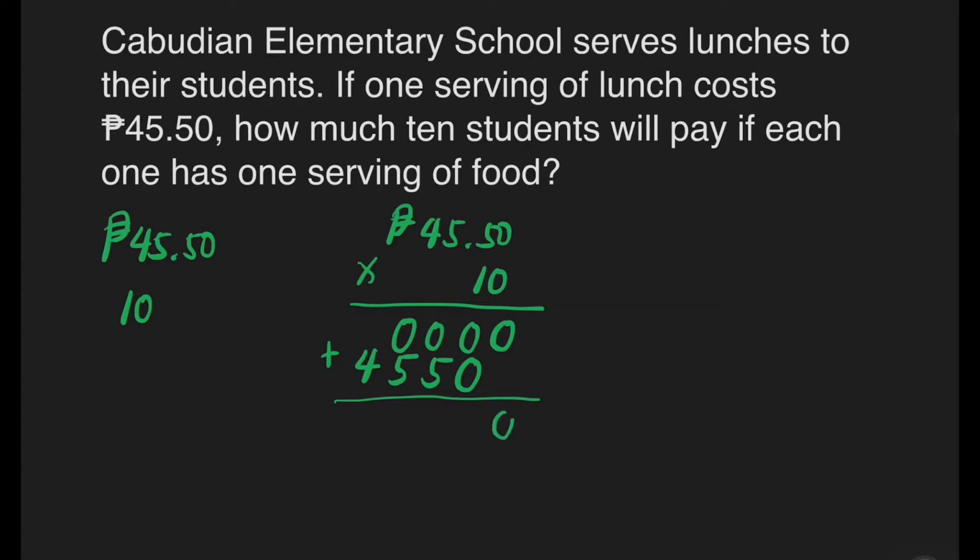Let's bring down 0. 0 plus 0 is 0. 0 plus 5 is 5. 0 plus 5 is 5. And then bring down 4. In multiplying decimals, we have to count the number of decimal places in our factors so that it will also be reflected in our product. We have 2 decimal places, so let's have 2 decimal places also in our product, from the last 0 going to the left twice. 1, 2. That's our answer.